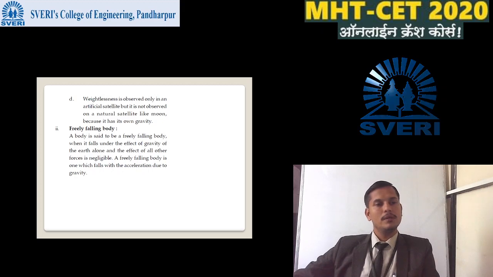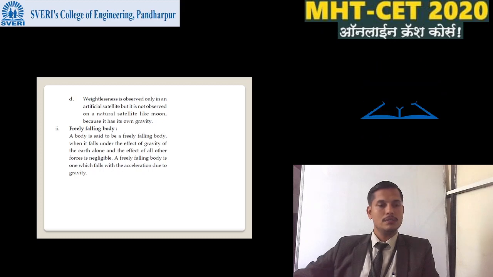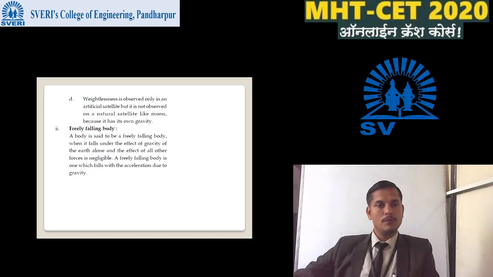For acceleration due to gravity, only the gravity of the earth should act as a force, and other effects or other forces are negligible. So a freely falling body is one which falls with the acceleration due to gravity.